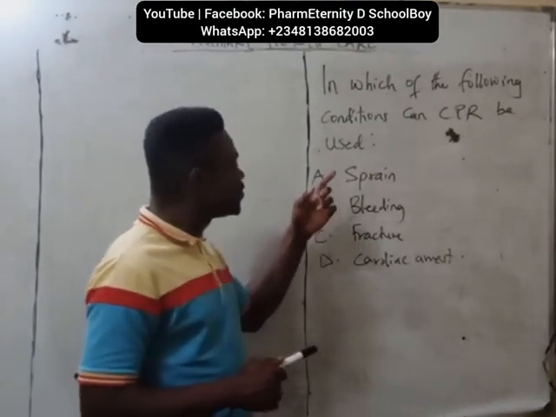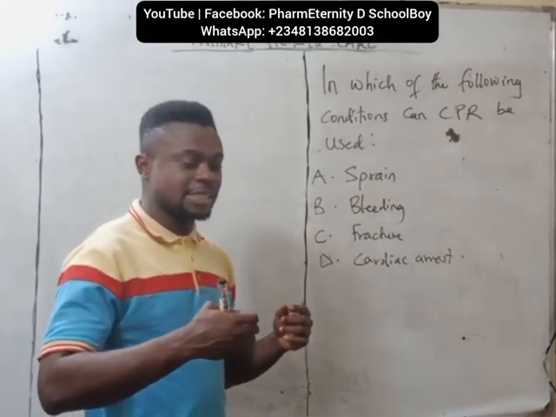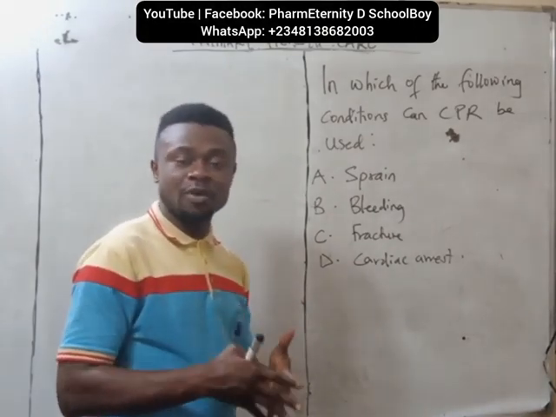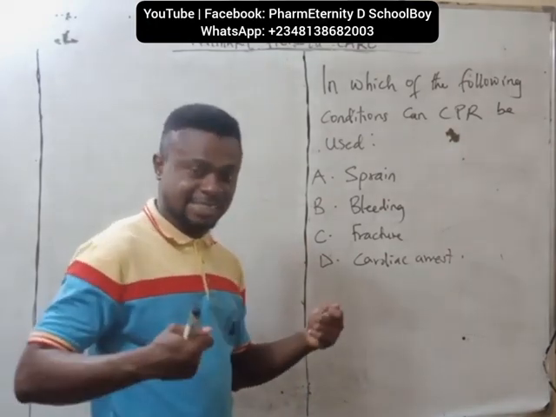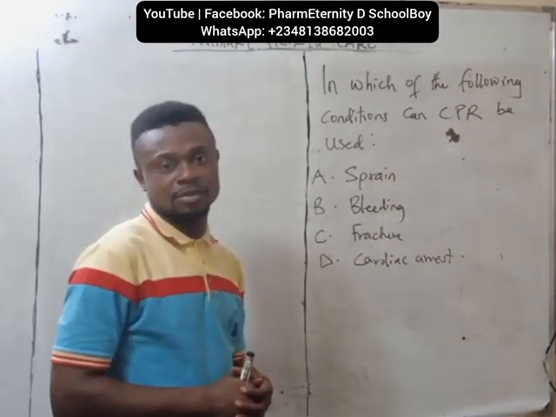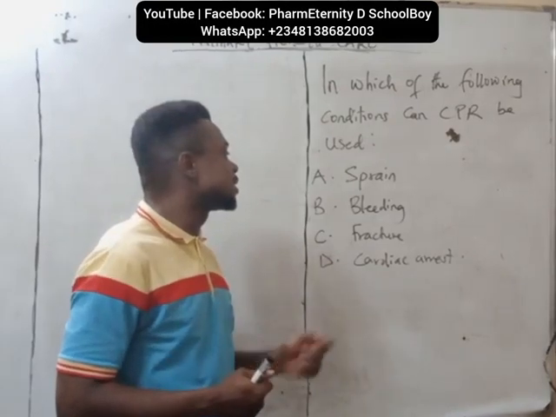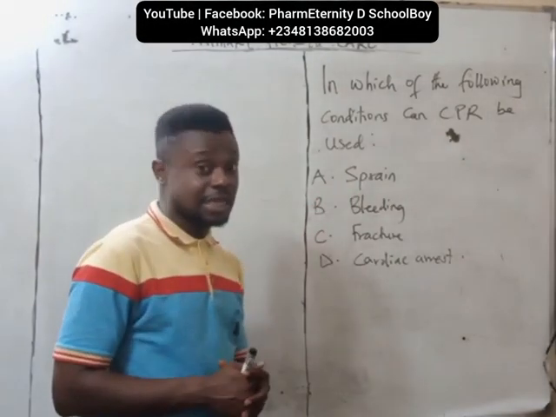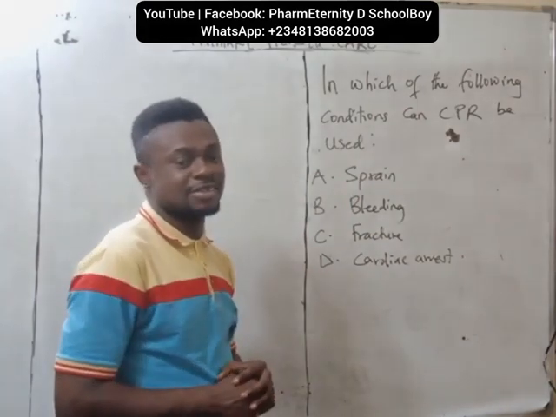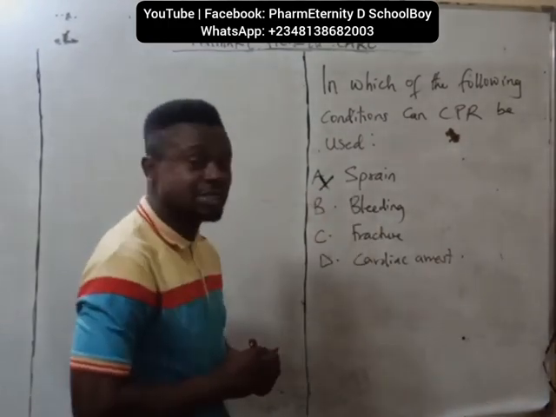The first option says sprain. What is a sprain? A sprain is a condition whereby the ligament joining the bones and the joints is stretched or completely torn. So if the ligament is torn or stretched, that condition is called a sprain. It can be an emergency condition, but it doesn't require CPR. No. CPR is basically for the lungs and the heart. So even though it can be an emergency, I won't take it.